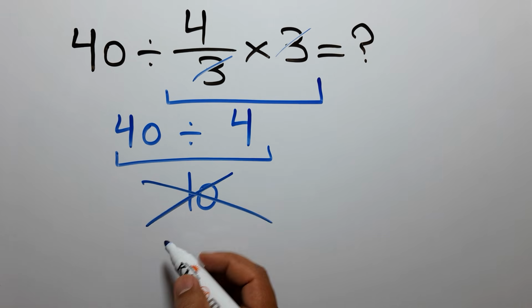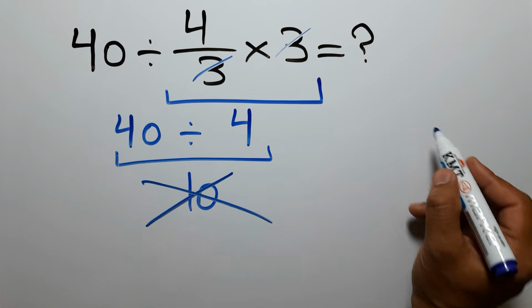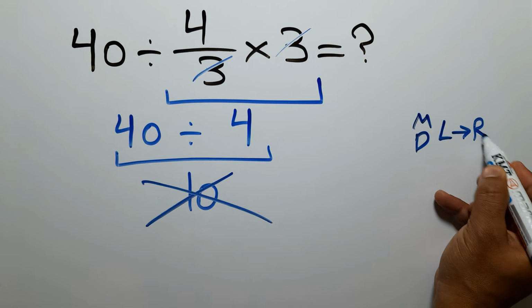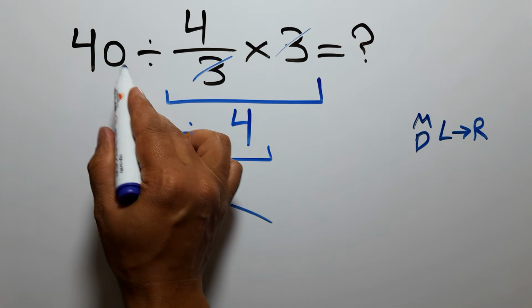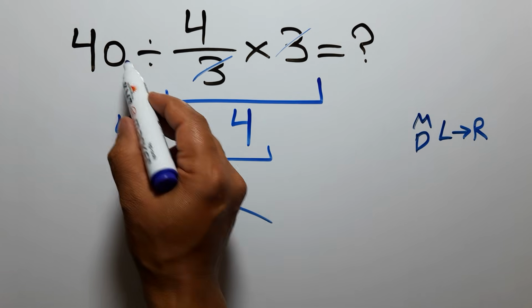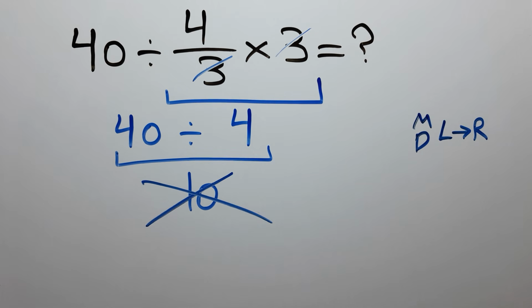Because according to the order of operations, multiplication and division have equal priority and we have to work from left to right. So here first we have to do this division, then this multiplication. If we do this multiplication before this division, it is wrong.